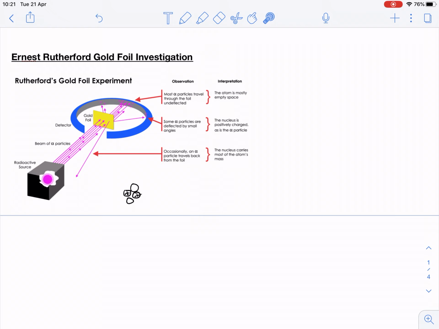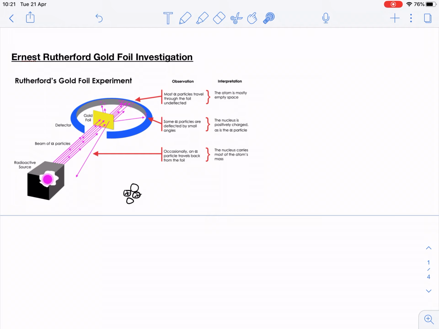Another thing that was discovered was this statement here: some alpha particles are deflected by small angles. I would actually look at using the word repelled here as well, because some of them went in and then repelled away. What that told us, because an alpha particle has two protons and two neutrons and is positive, and it went towards and then repelled away, is that the nucleus, this central part, had a positive charge. If you've got two positive charges, they repel away from each other, hence the movement of the alpha particles.